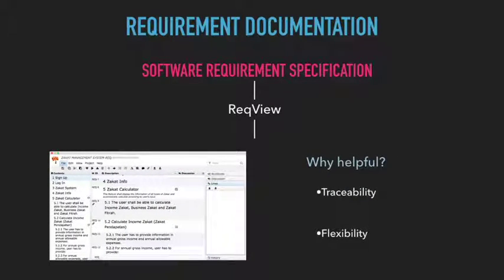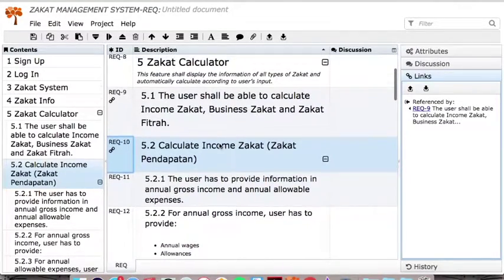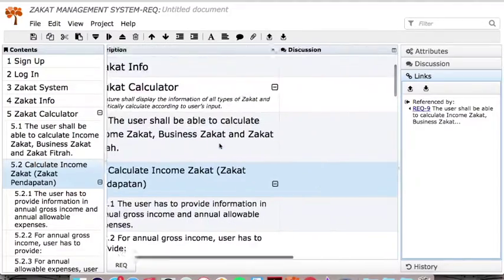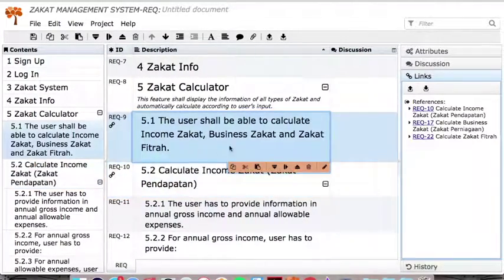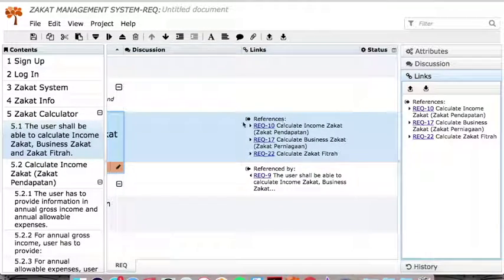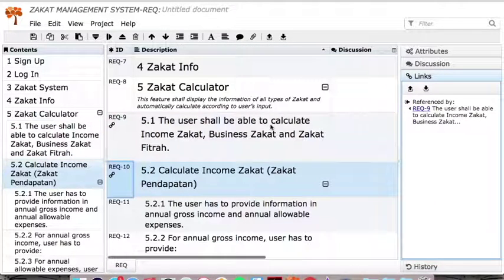In some requirements, there are requirements that need to be linked or referred to other requirements, so it's pretty helpful for us to trace and identify which requirement refers to which. So for example, in requirement 5.1, the user shall be able to calculate income zakat, business zakat, and zakat fitrah. So it has references in here. It will refer to requirement 5.2, calculate income zakat.